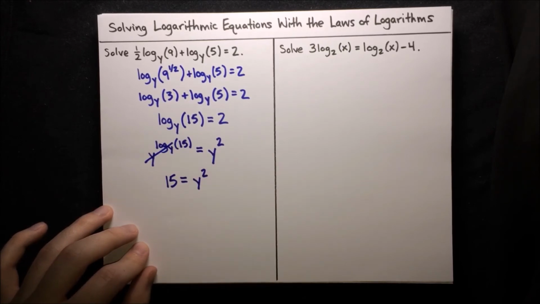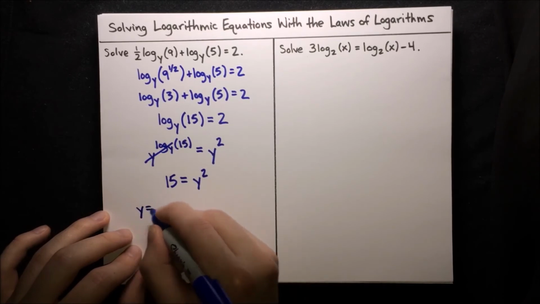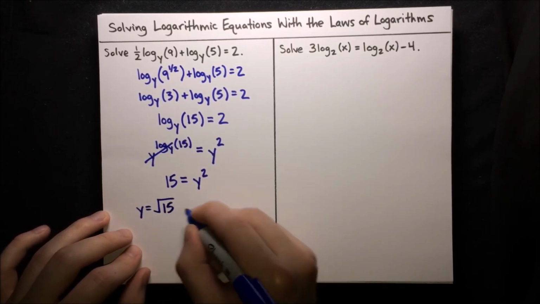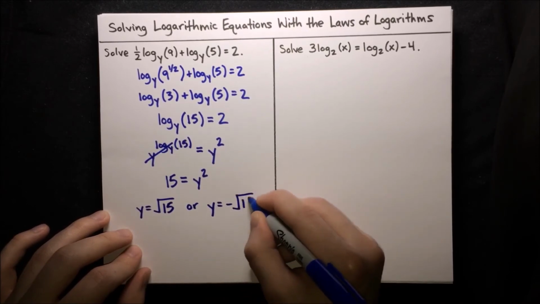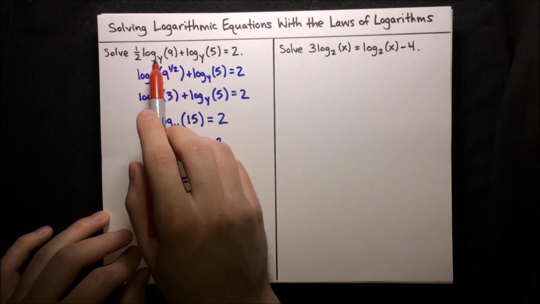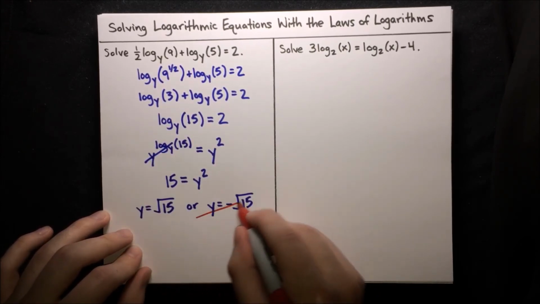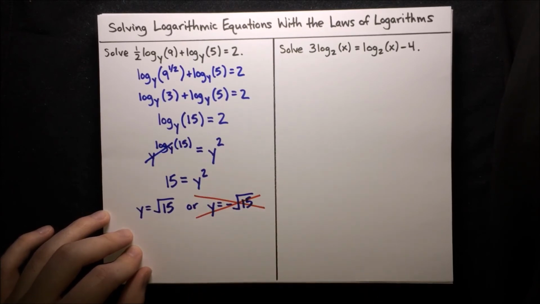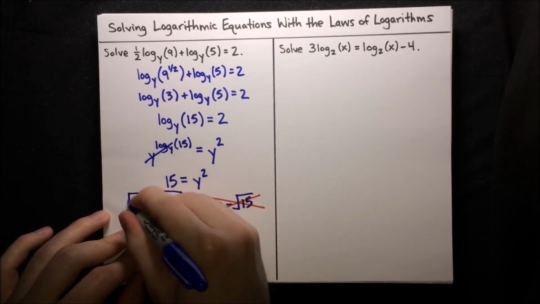So that means we can find y by taking the positive or negative square root, and we get y equals root 15, or y equals negative root 15. But be careful here. Remember that the base of a logarithm can't be negative. And y here is the base of a logarithm in the initial equation. So we can't have y be negative. We cannot have y be negative root 15. Only y equals positive root 15 is a valid solution.